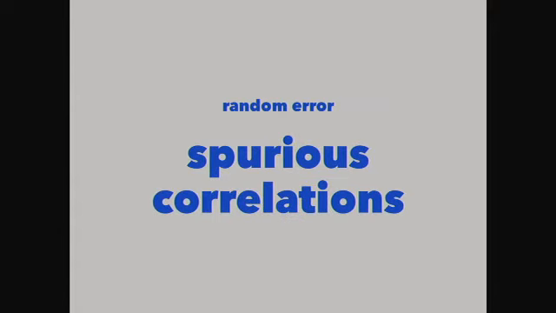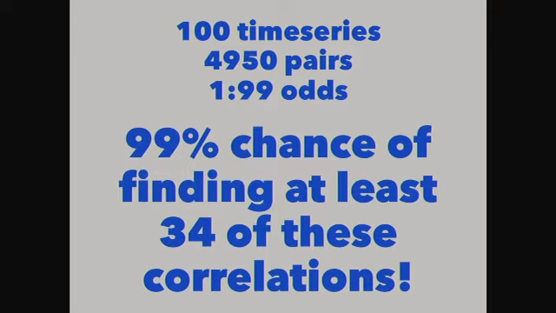Just a brief, and so because of this, random error is generally... statisticians think random error is boring, because we know how to deal with it. Because if you know that there's a 99% chance of finding at least 34 of these correlations, then you suddenly realize that the weight of the evidence in favor of Nicolas Cage being a mind control person who can cause people to drown is not very likely, right?